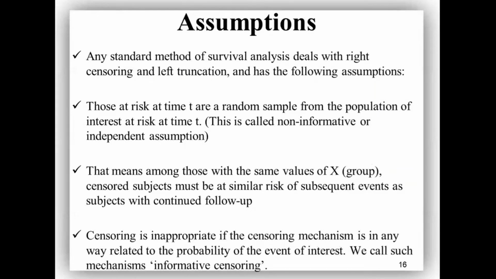So we have assumptions, of course, in survival analysis. Any standard method of survival analysis deals with right censoring and left truncation and has the following assumptions. Assume you have two groups of individuals, group A and group B, or assume you have 100 individuals. Out of these 100 individuals, some of them may be lost to follow-up and some of them are still on the cohort.